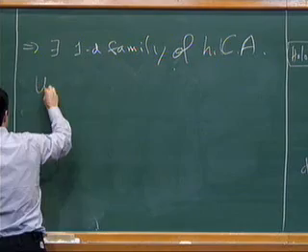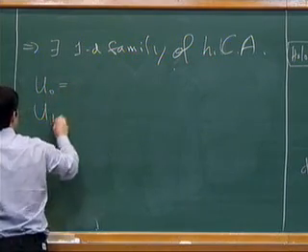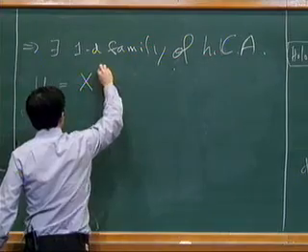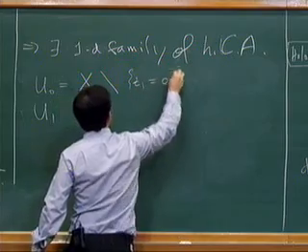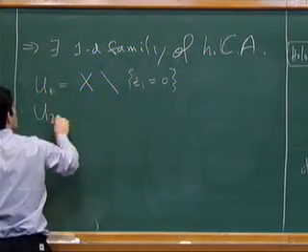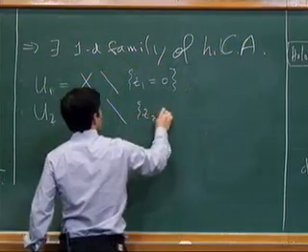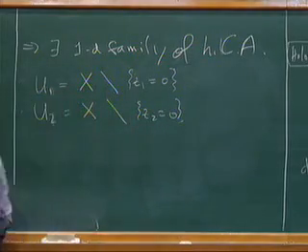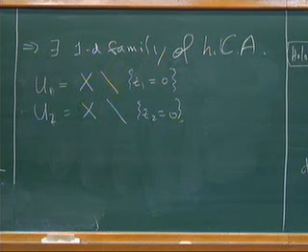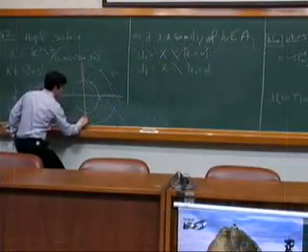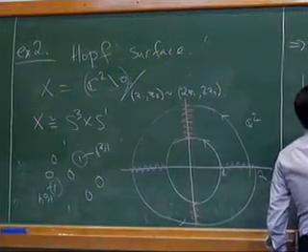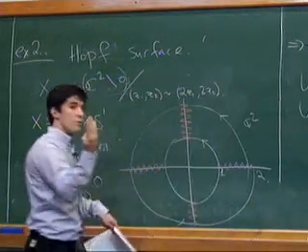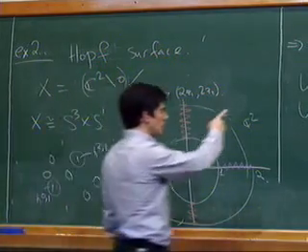Let's divide this into two open sets. U1 will be the whole Hopf surface minus Z1 equals 0, and U2 will be X minus Z2 equals 0. So the two open sets, one of them does not have Z2 equals 0, and the other one is missing this locus like that. There are two loci given by Z1 equals 0 and Z2 equals 0, which I can remove and get open sets inside. And I'll use those two open sets.